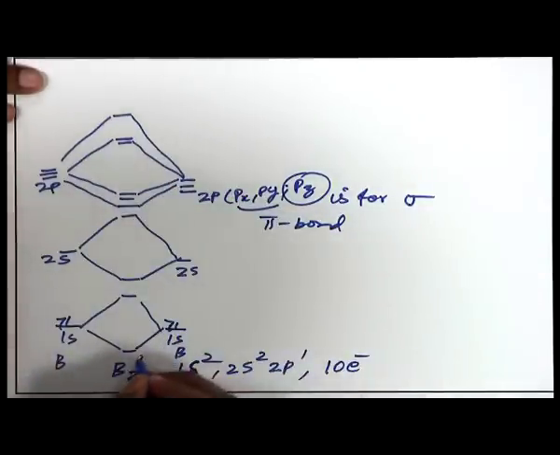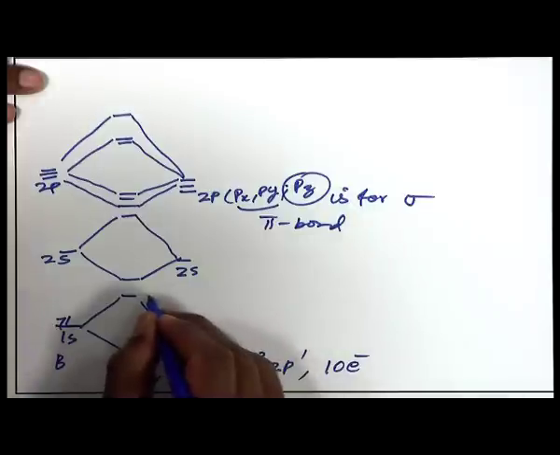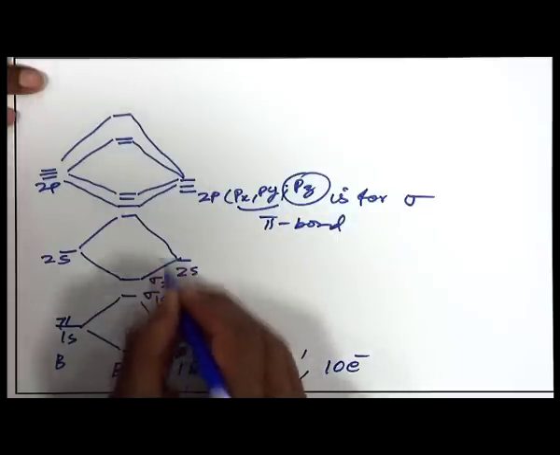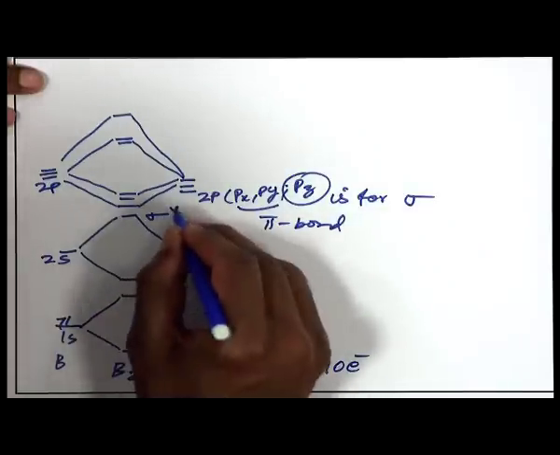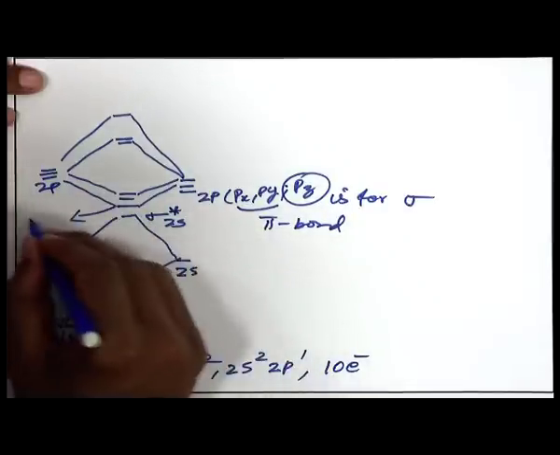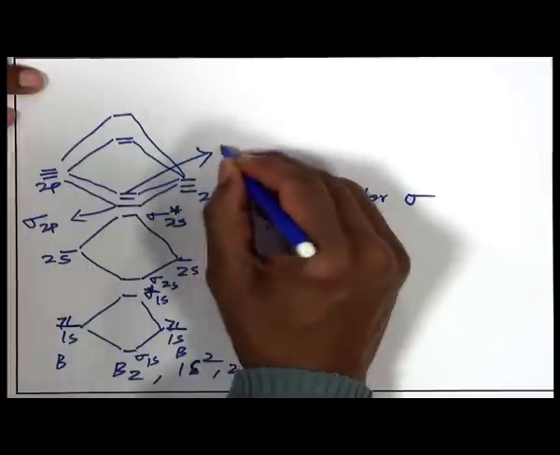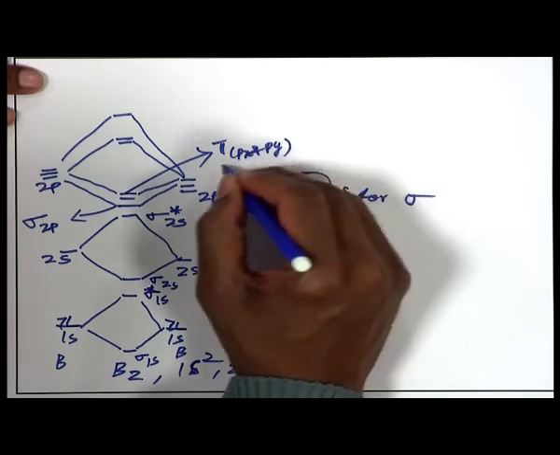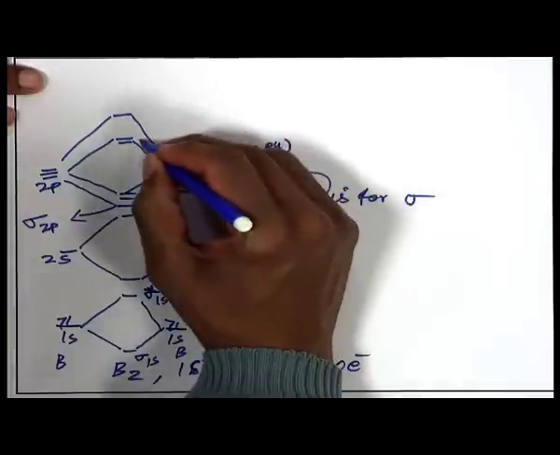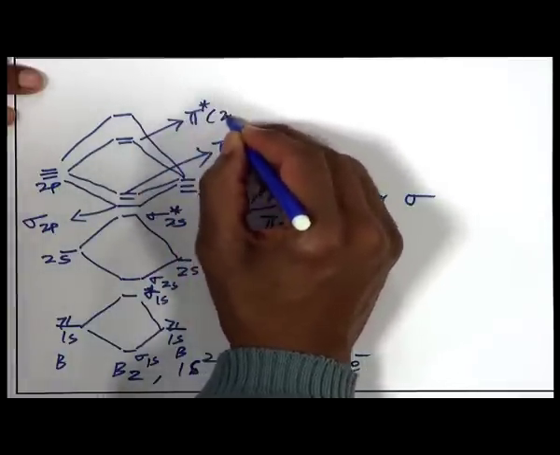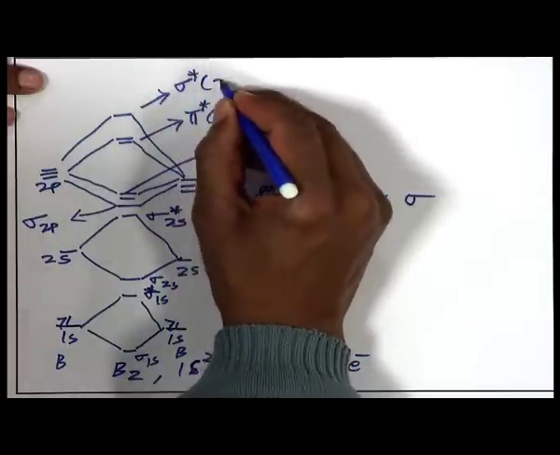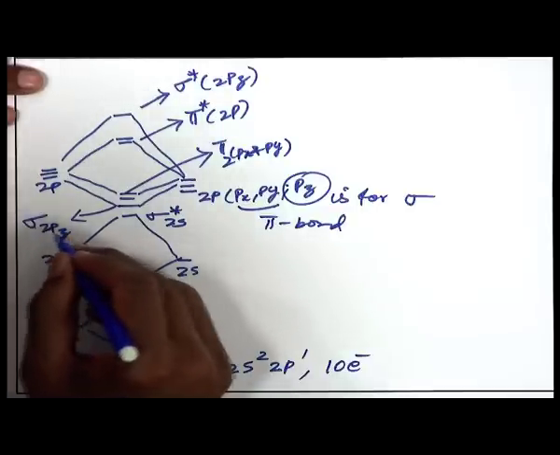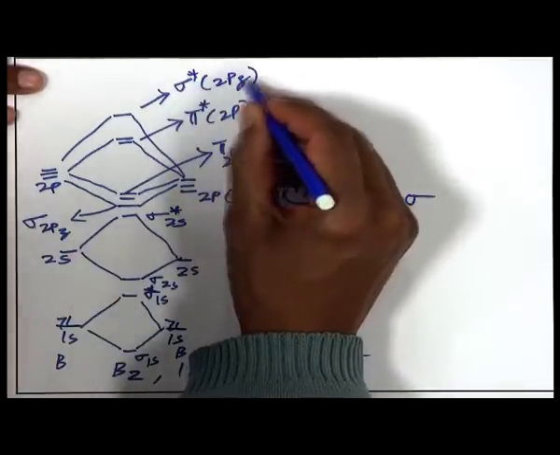So this is a sigma orbital formed by 1s orbital, this is a sigma star orbital formed by 1s orbital, this is a sigma orbital formed by 2s orbital, this is a sigma star orbital formed by 2s orbital. This one is the sigma orbital formed by 2p orbital, this one is the pi orbital, that is px and py orbitals. So this is a pi star orbital formed by 2p orbitals, this is a sigma orbital formed by 2pz orbital, and the sigma star orbital is formed by 2pz orbital.